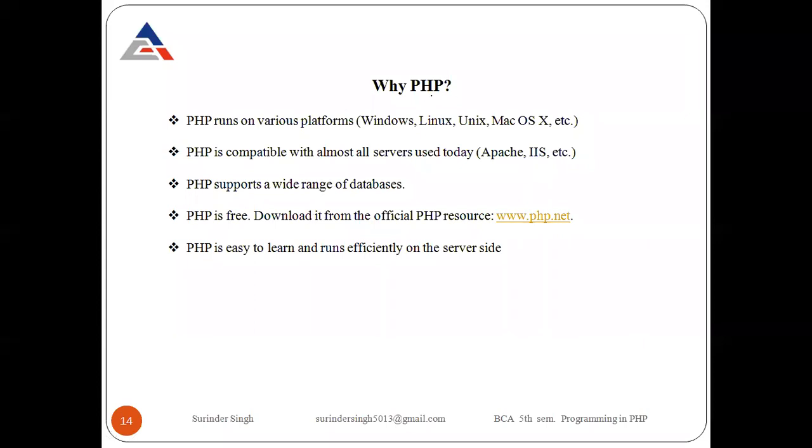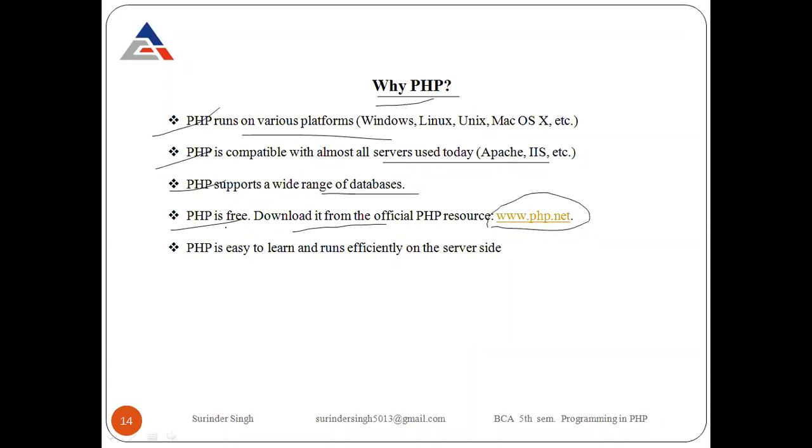And now, why PHP? PHP runs on various platforms like Windows, Linux, Unix. PHP supports all types of platforms. And PHP is compatible with almost all servers like Apache. We saw in yesterday's lecture when we installed the XAMPP server, and from there we started Apache by clicking on the start button. PHP supports a wide range of databases. Different types of databases can be used with PHP, and PHP is free. Download it from the official PHP resource. You can download from here. PHP is easy to learn and runs efficiently on the server side.